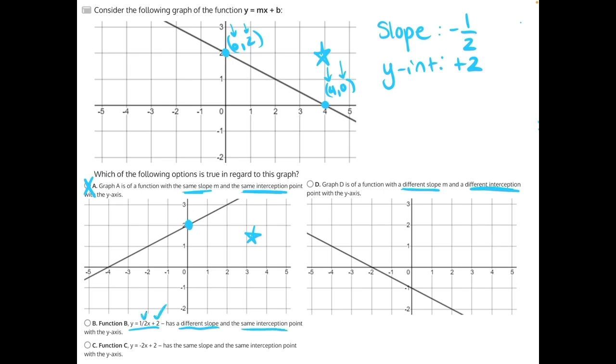B says this equation has a different slope with the same intercept. Same intercept, different slope. Not negative 1/2, it's positive 1/2, so it is different from our original. So B could be the correct answer. But let's check and make sure C and D are incorrect before we move on.